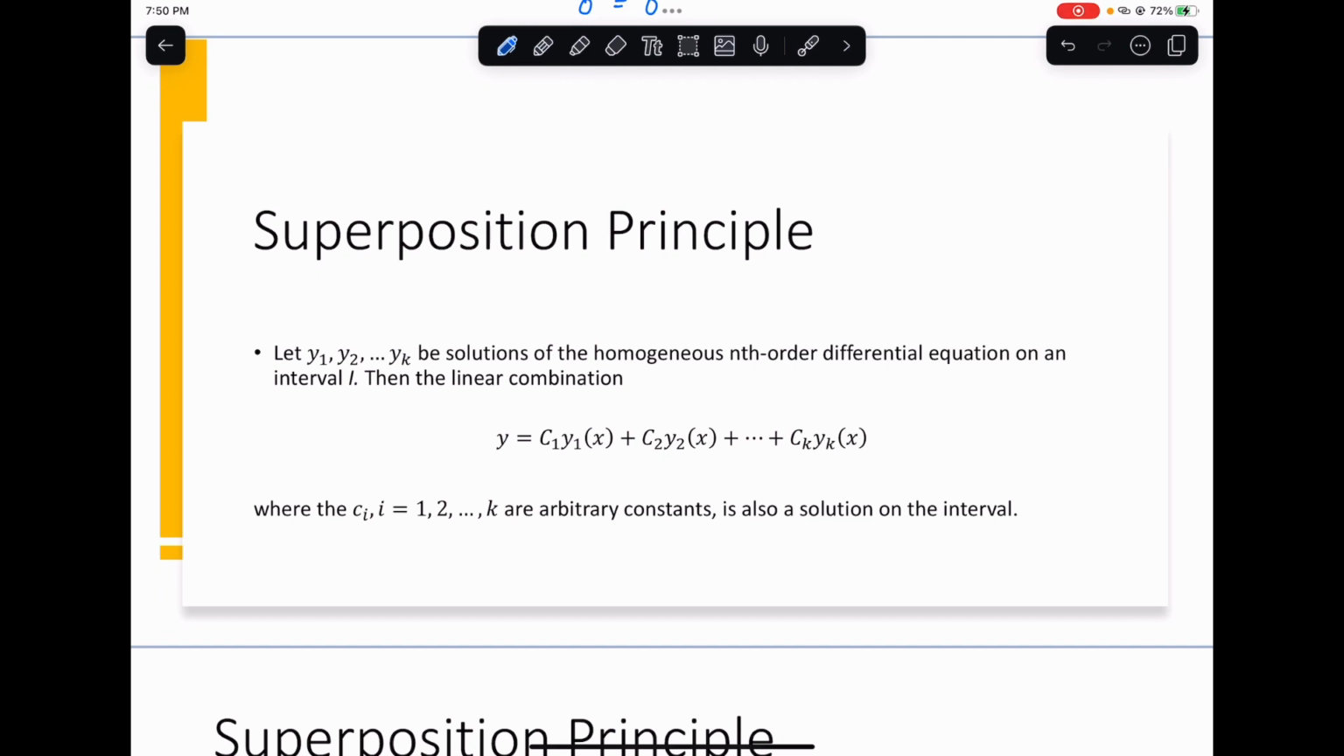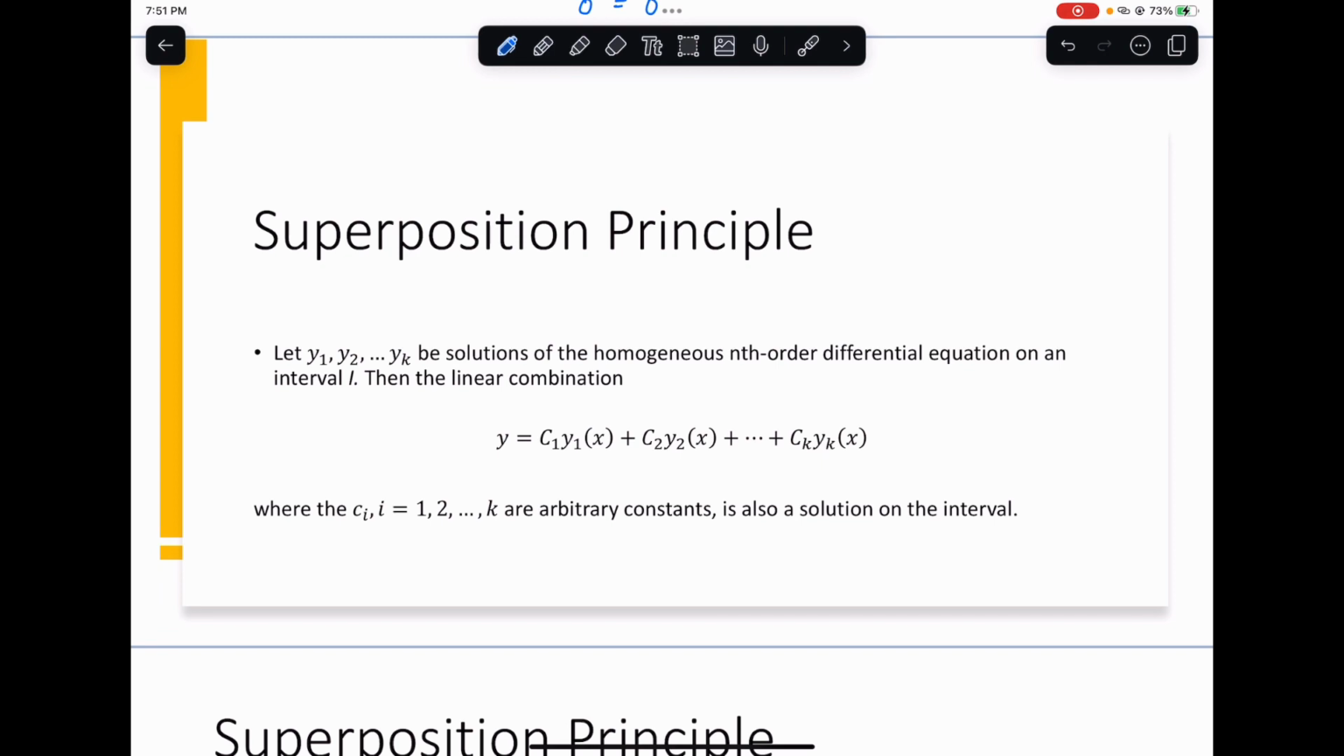But then, even though there are a lot of solutions, depending on the order of the differential equation, we could express them into a single general solution by using the superposition principle.